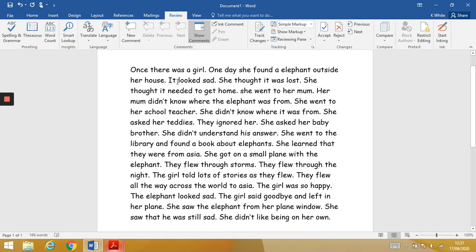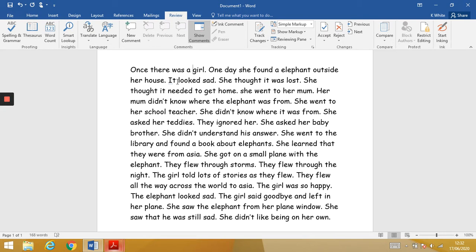Once there was a girl. One day she found an elephant outside her house. It looked sad. She thought it was lost. She thought it needed to get home. She went to her mum. Her mum didn't know where the elephant was from. She went to her school teacher. She didn't know where it was from. She asked her teddies. They ignored her.